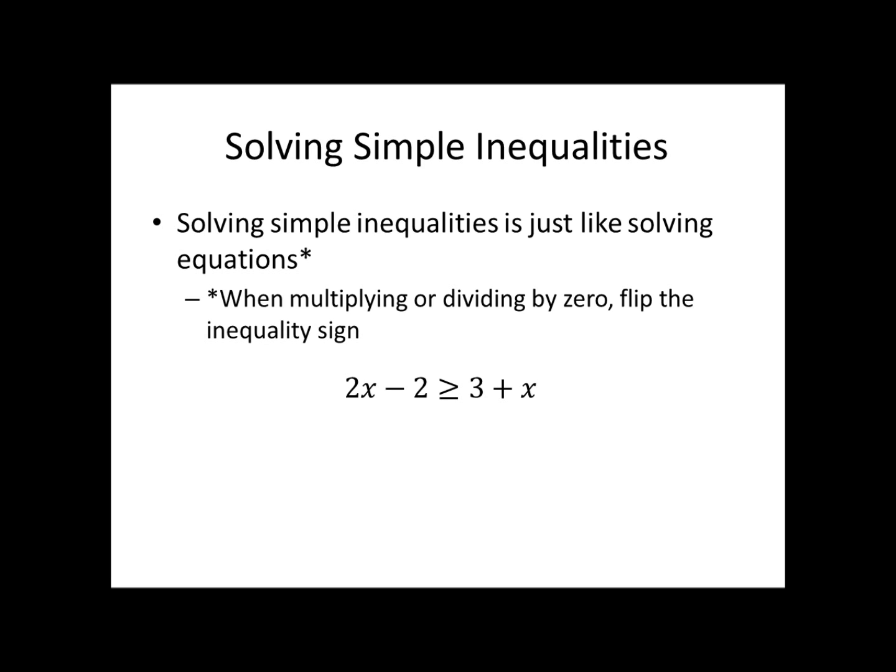Let's take a look at how to solve this simple inequality. 2x minus 2 is greater than or equal to 3 plus x. I'm going to add 2 to both sides, and now I'm going to subtract x. So I've got my x alone on one side with a number on the other side. X is greater than or equal to 5. My answer is boxed in just like it would appear on your homework.